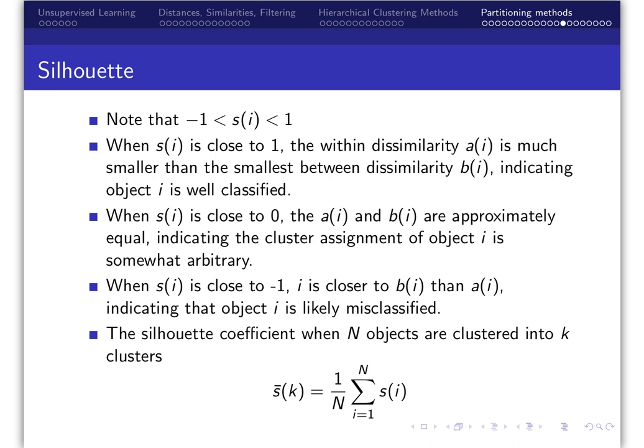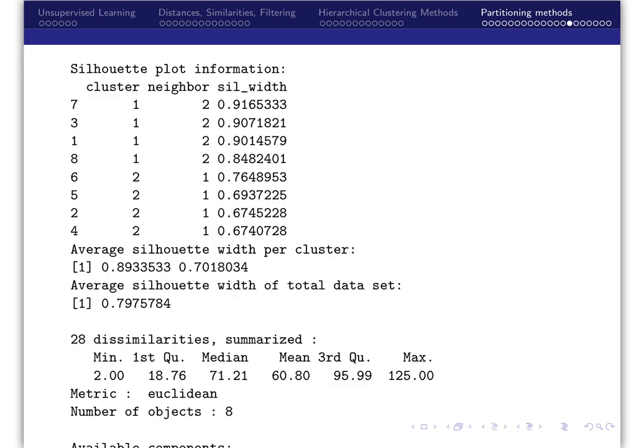The silhouette coefficient when n objects are clustered into k clusters is given by this equation. The silhouette coefficient, also called average silhouette width, of a cluster can be used for assessing the strength of individual clusters. Silhouette estimates are provided as part of the PAM function. This information is output when applying the summary function to a PAM object.